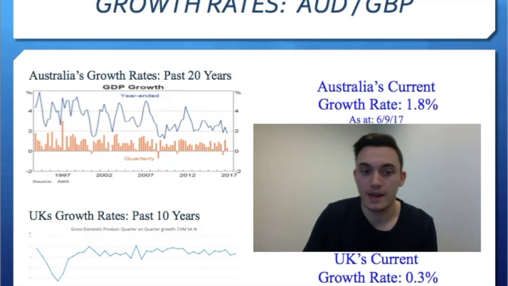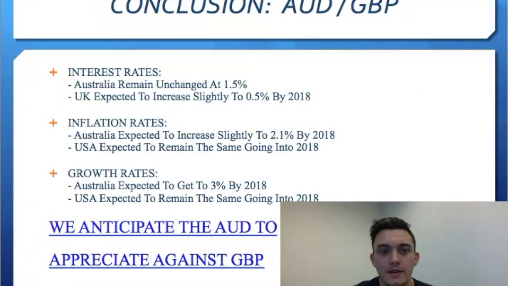going into 2018. As stated, with only Britain's interest rates to rise, whilst inflation and growth rates remain the same, we anticipate the expected changes to happen with Australia in terms of the economic indicators. We expect that the AUD will appreciate against the British pound, where £1 fetches 1.69 AUD as of the 19th of September 2017. In the coming months, closing in on 2018, we anticipate that £1 will fetch 1.75 AUD.